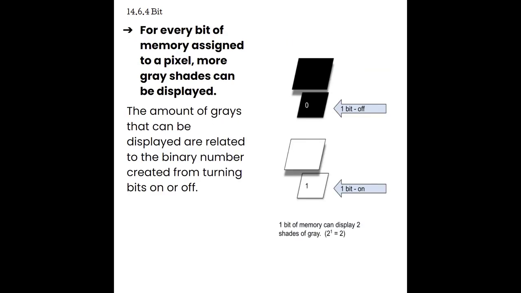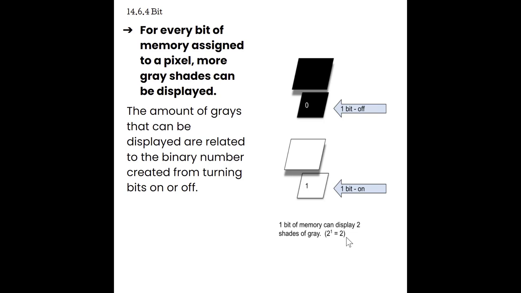Now, when we assign more bits per pixel, we can start to display more shades of gray. And that is because the amount of grays that can be displayed are related to the binary number created from turning bits on or off. So again, in this example, we have one bit assigned to this pixel. So the bit can either be off or the bit can be on. And we can see that with one bit, we can display two shades of gray, black and white. So one bit of memory can display two shades of gray. 2^1 is 2.